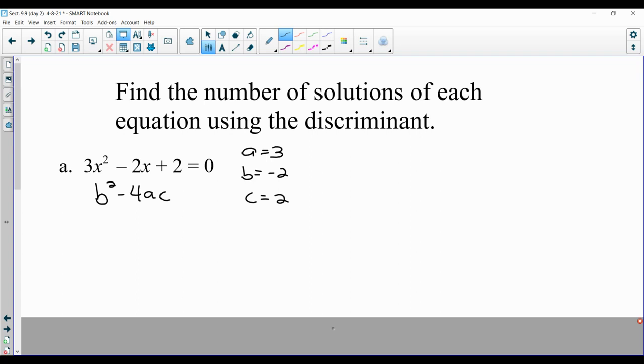Now, I do need to see what that number is. So go through your work. B squared. Now this is the biggest thing with that. If b is a negative, you've got to put that in parentheses. A is 3. C is 2.